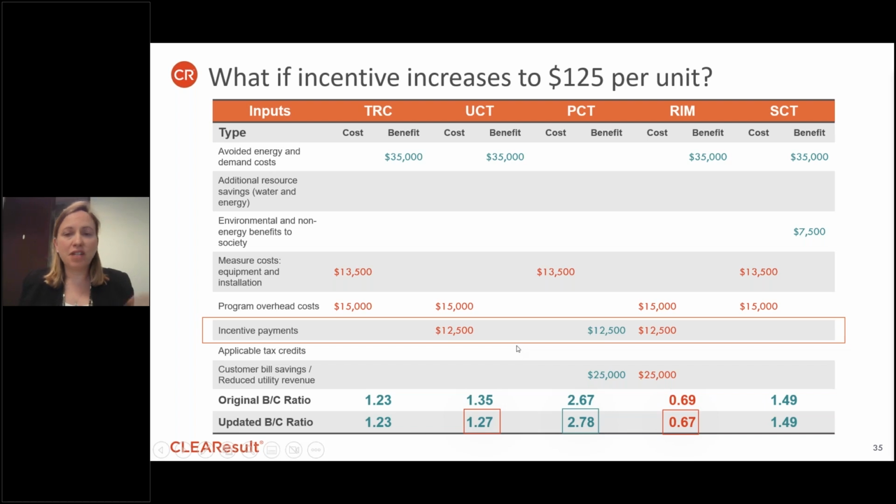So again, making that change, if that was something important to you, to really drive more participation through increased incentives, in this situation we still have 4 out of 5 of the cost tests passing.